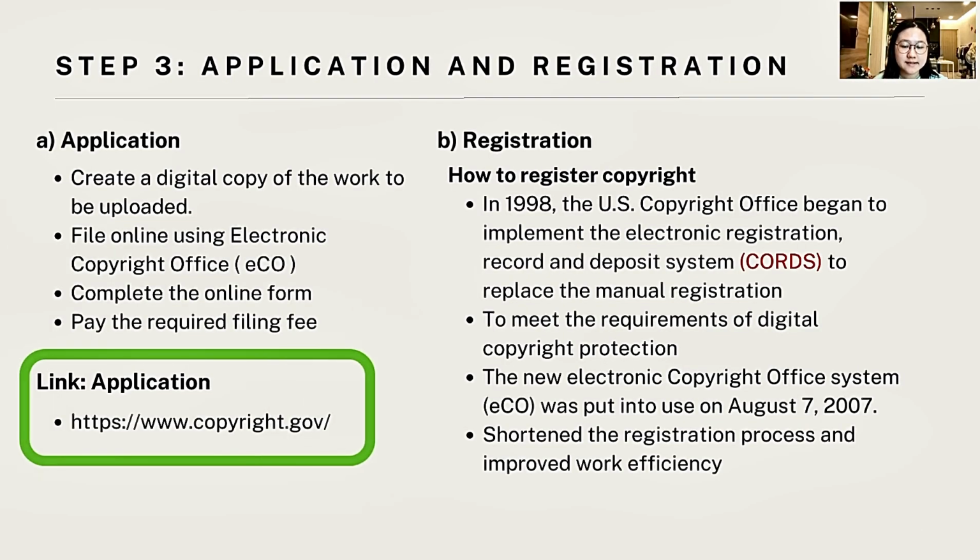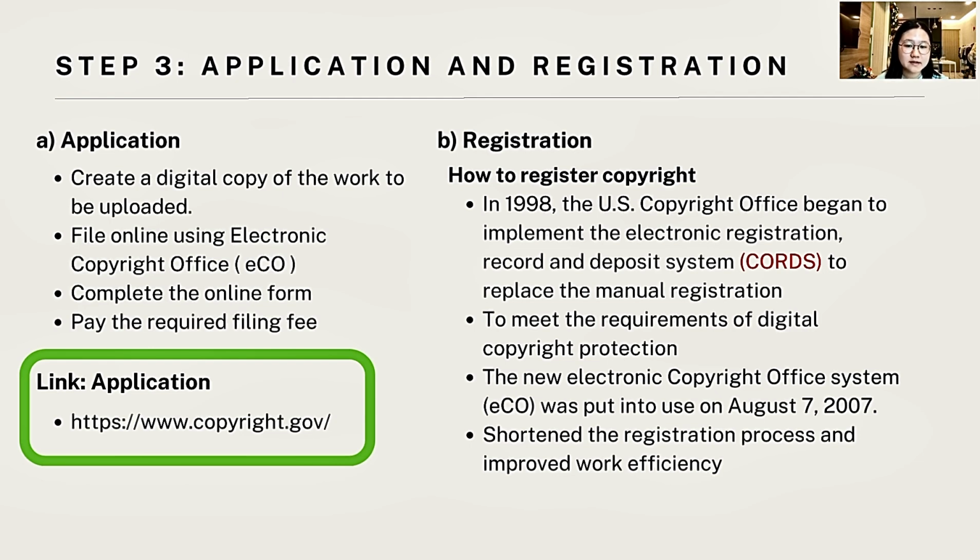The third step is apply for registration. The first step is to apply. Applicants need to apply to the United States Copyright Office, make a copy of the work and upload it. Use the electronic copyright office to fill in the application form online. The application form needs to be signed by the applicants, and the process should be applied by a legal person or a natural person. After the application is approved, a certain application fee needs to be paid.